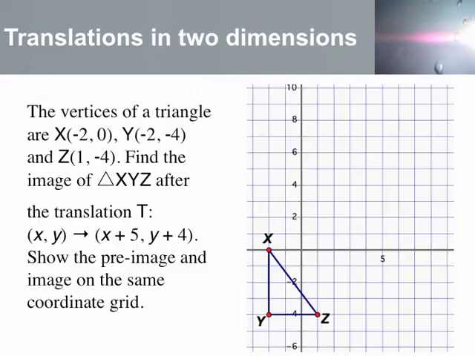What happens if we translate in 2 dimensions? Here we have the vertices of triangle XYZ, which were given. I've graphed triangle XYZ for you. And we're asking you to shift this triangle 5 units to the right and 4 units up. So there's the image triangle, and you will see that the coordinates of the image have changed by just adding 5 to the previous x coordinate and adding 4 to the previous y coordinate.